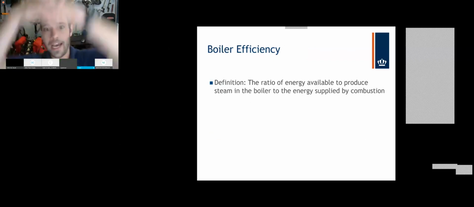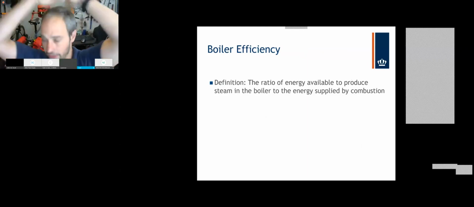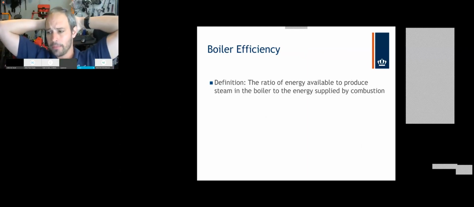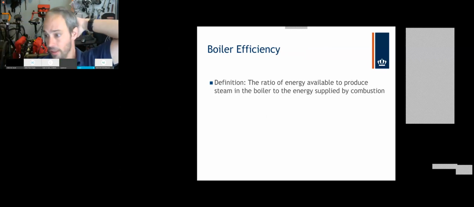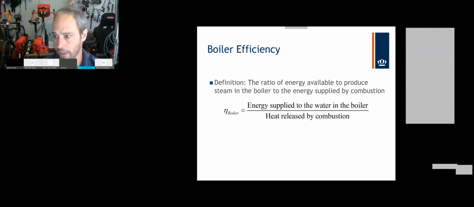Boiler efficiency. This is how much of the energy supplied, or released, by the combustion process gets into the water to boil it. So that means we have to route it there. We have to get a good heat exchanger, a good insulated boiler, etc. So that is the energy supplied to the water in the boiler divided by the heat released by the combustion.